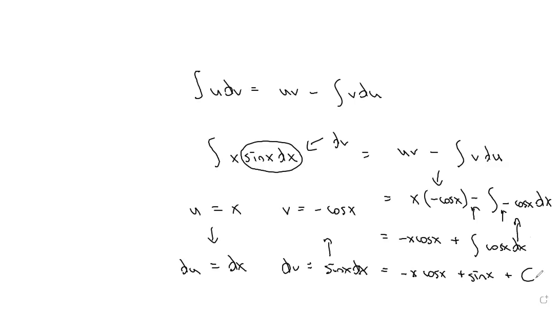So again, I think the primary mistake is that most people for this question will correctly pick u, but then they'll choose that v is equal to sine x dx, and that's their first mistake.